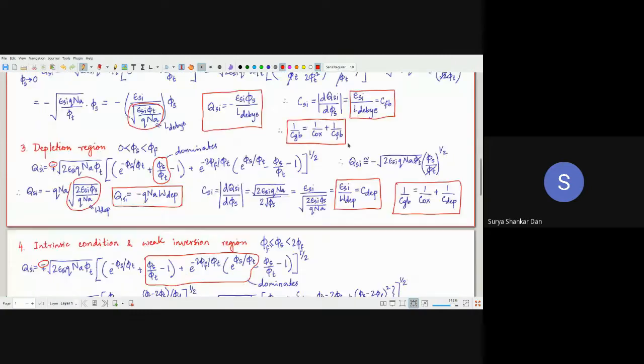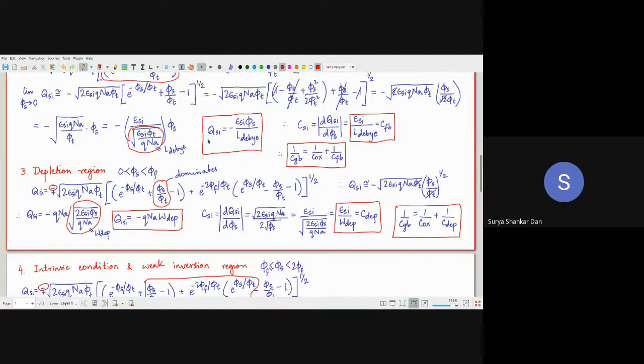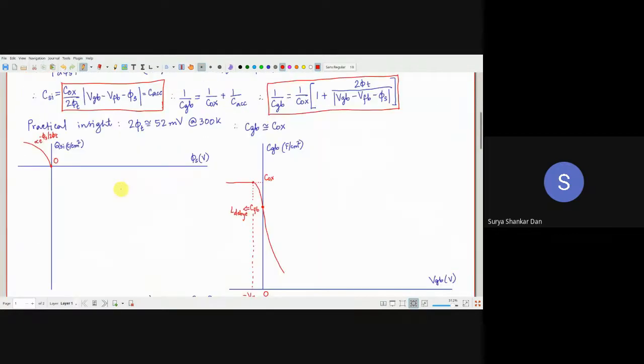So what is the state of the capacitance? It will keep on decreasing as we are increasing the surface potential, that is the VGB. So in the capacitance part, it will keep decreasing like this. In the QSI part, as phi s increases, Q depletion increases. So because of this negative sign, QSI increases in the negative direction. So what will happen here? It will start decreasing.